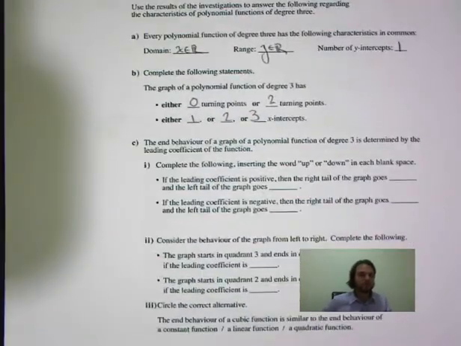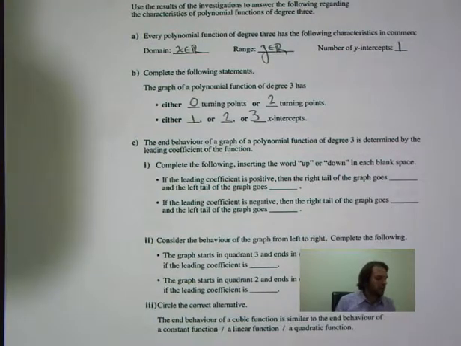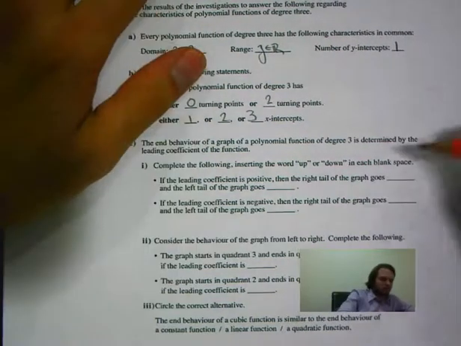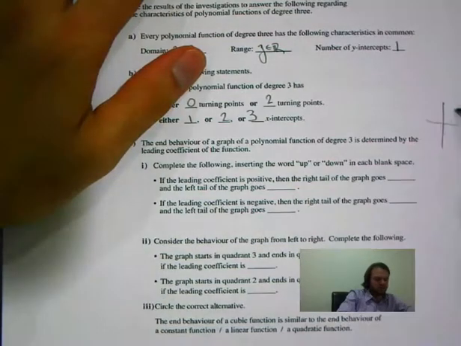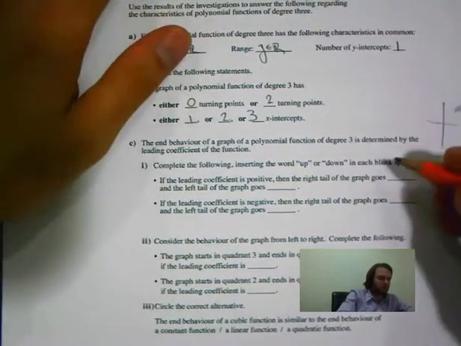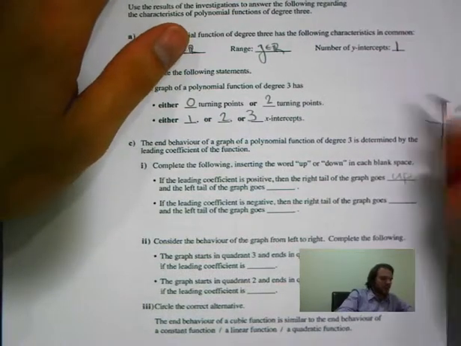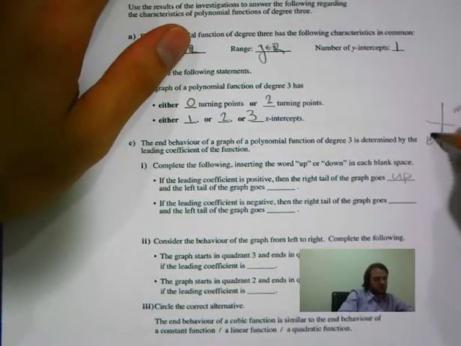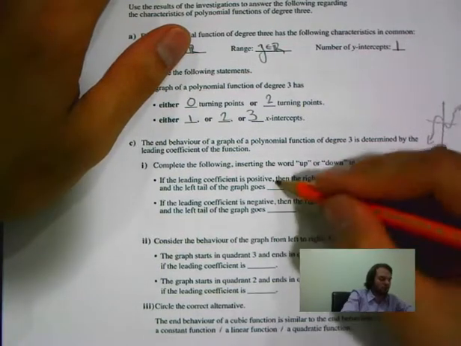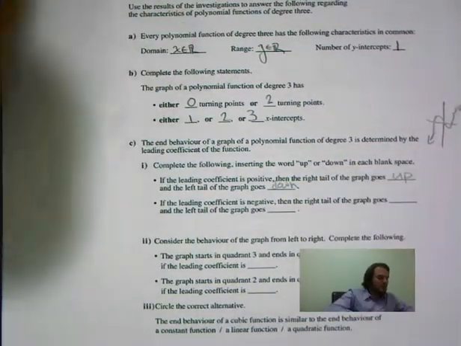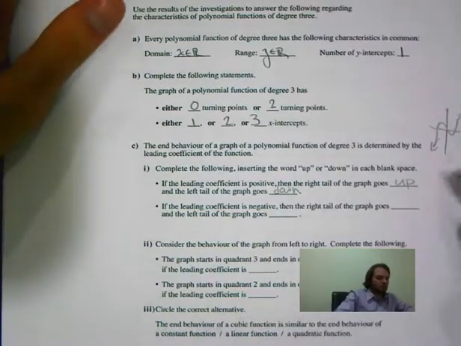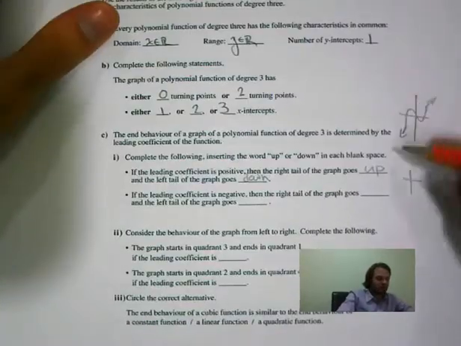Okay? So now it says the end behavior of the graph, and we're just going to use the words up and down in each blank space. If the leading coefficient is positive, the right tail of the graph goes... So if the leading coefficient is positive, the right tail, that's all the way that way. So my right tail is the one here. If it's positive, my right tail goes up. And my left tail, which is down here, because it's going to look like this or something, is going to be going down. Okay? If my leading coefficient is negative, well, then my graph is going to look something like this.